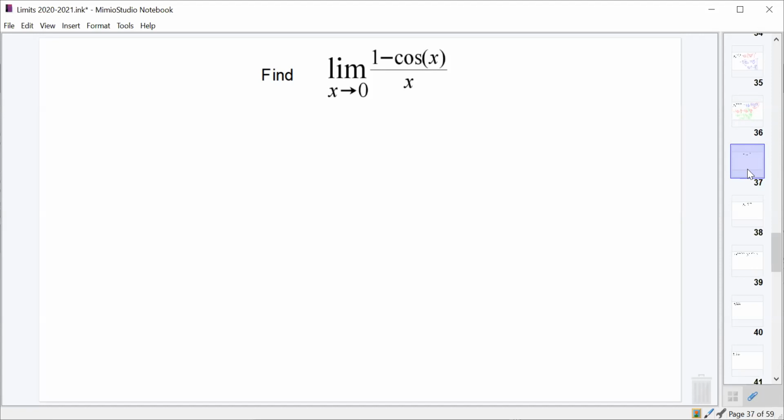Any thoughts? We're not going to actually use the sine trig identities. Yeah, we're going to have to do some trig stuff here. There's no good trig identity just sitting there. I mean, 1 minus cosine x doesn't have something that it specifically equals. Like 1 minus cosine squared x does, but 1 minus cosine x doesn't.